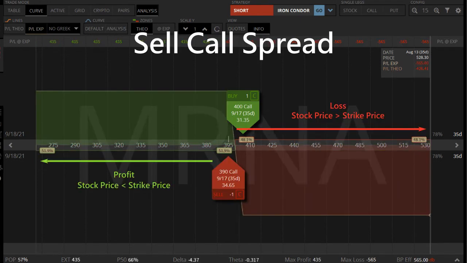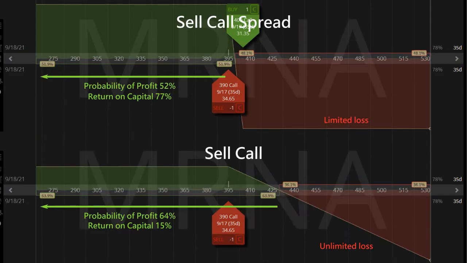When we combine a short call and a long call at different strike prices, we create a call spread. Since we want to trade bearish, the strike price of the short call will be lower than the long call. Compare this to a short naked call. A bear call spread can limit the maximum loss if we are wrong about the direction. The return on capital is also higher for the bear call spread. On the other hand, a short naked call has a higher break-even price, leading to a higher probability of profit.